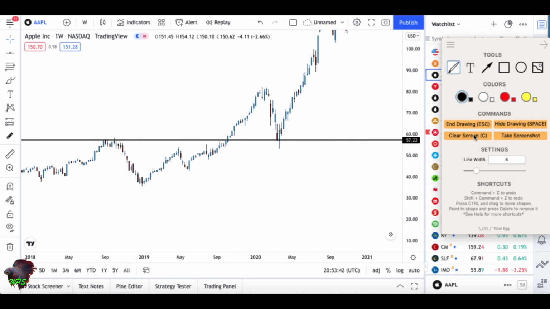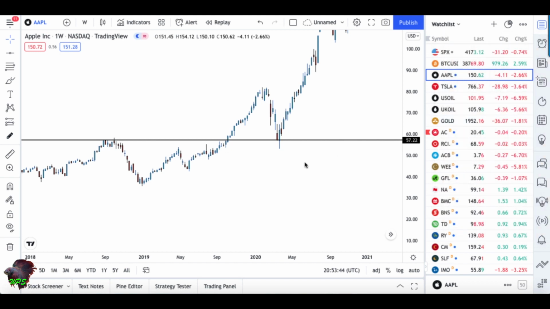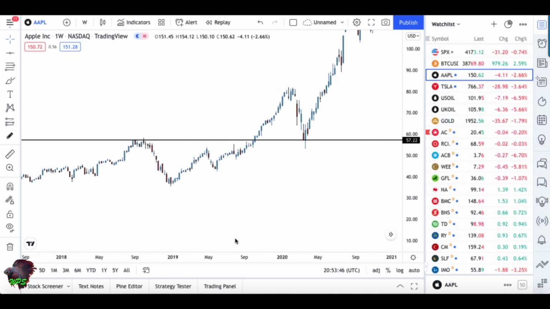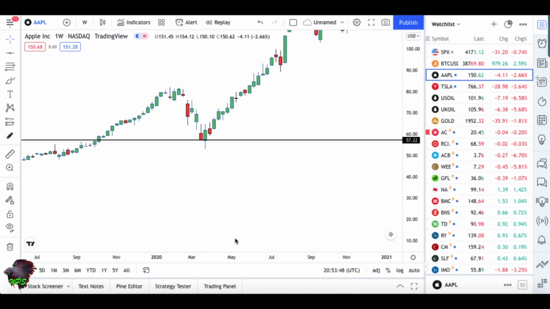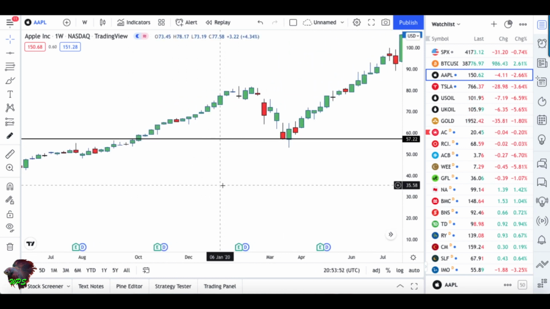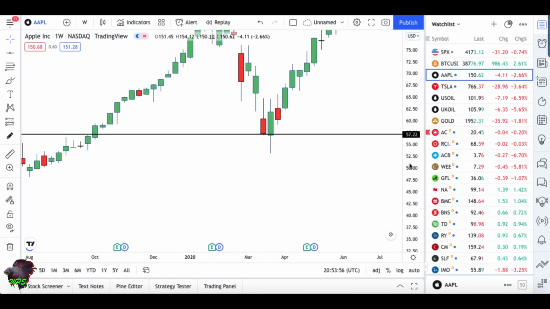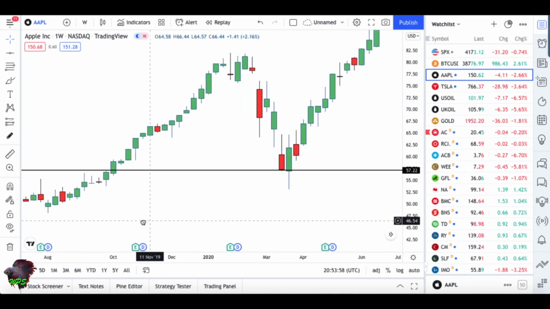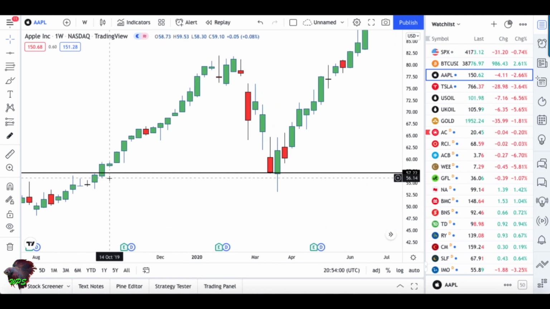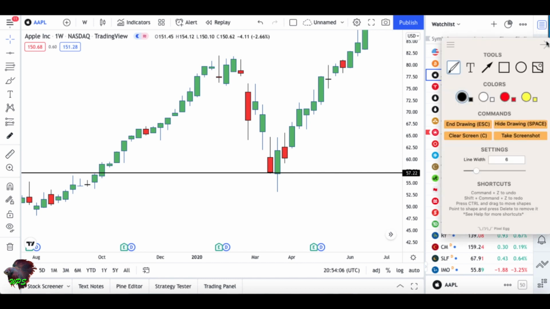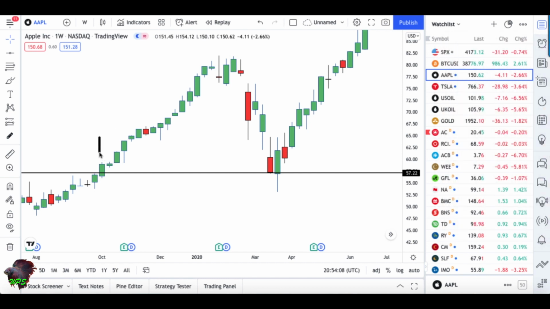I'm going to clean this drawing right there, and enlarge the picture so you can see what I'm talking about. So we're still looking at the same line as I showed you before. Take a look at this. So the bulls finally broke out above this resistance area. This is the breakout candle right here.